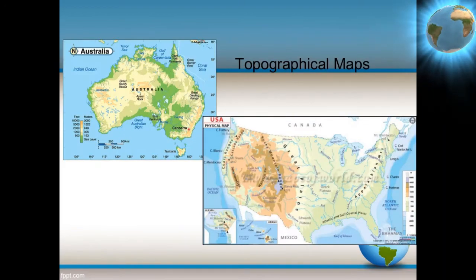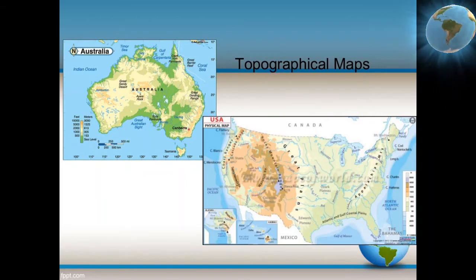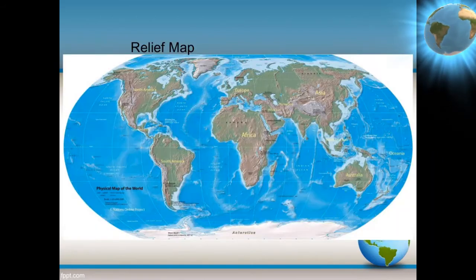Here I have a few photos. As you can see, they show different things. One is of Australia, one is a USA physical map. So as you can see, they show the boundaries, and they show features. Here I have a relief map. As I told, they show Earth from a high point, and they help us understand boundaries.